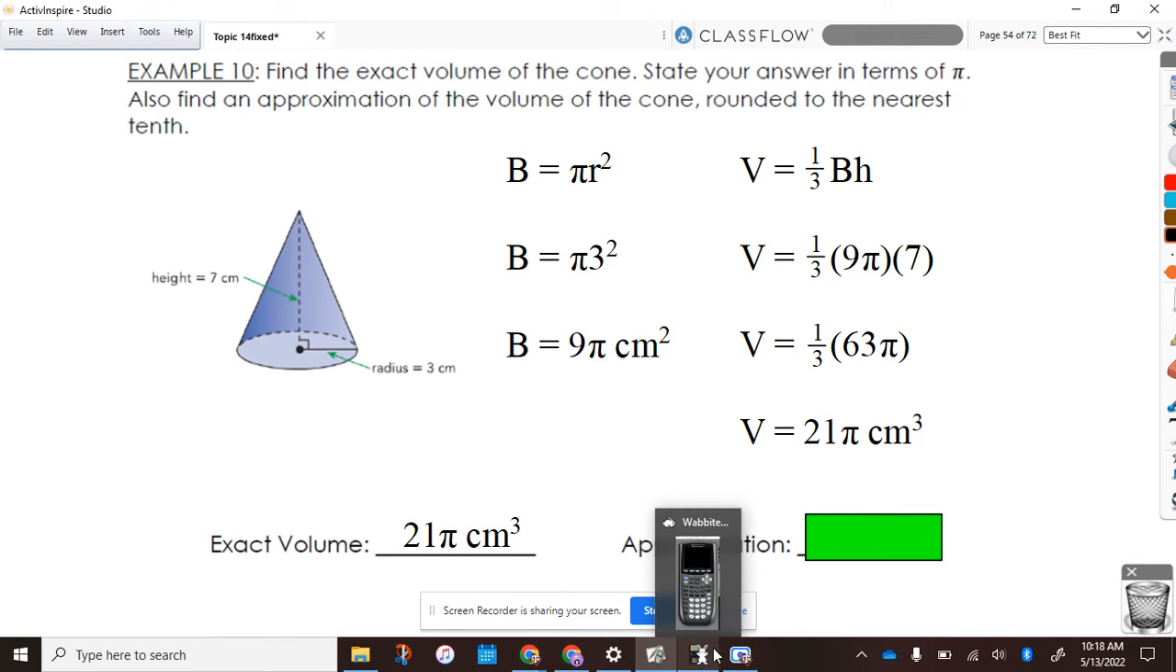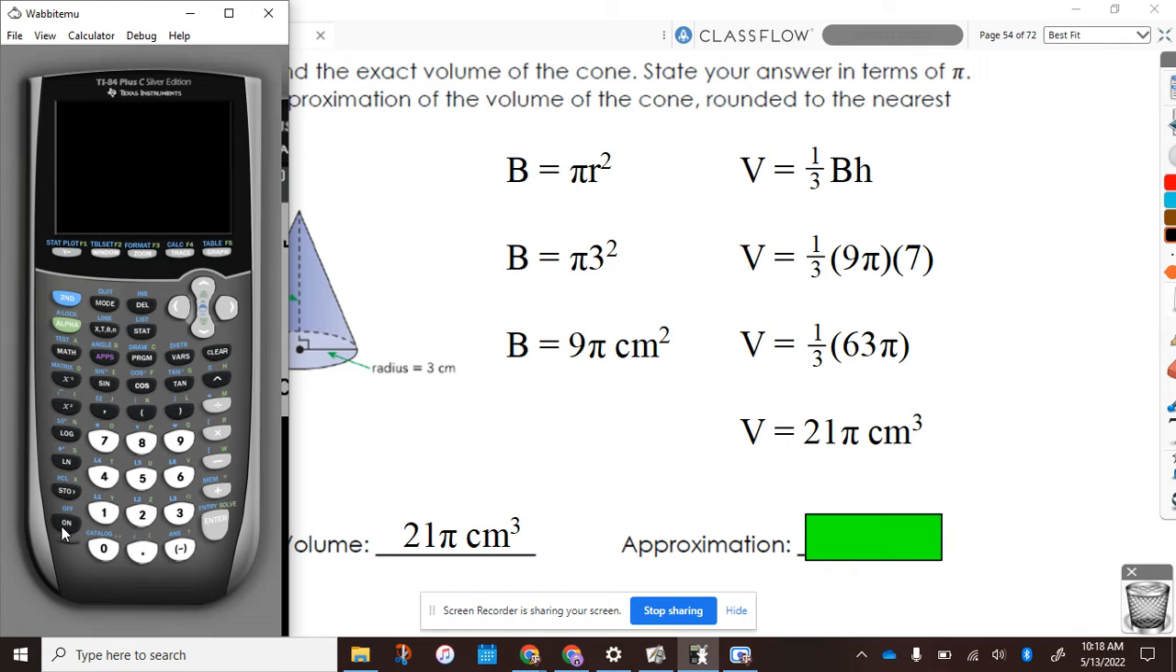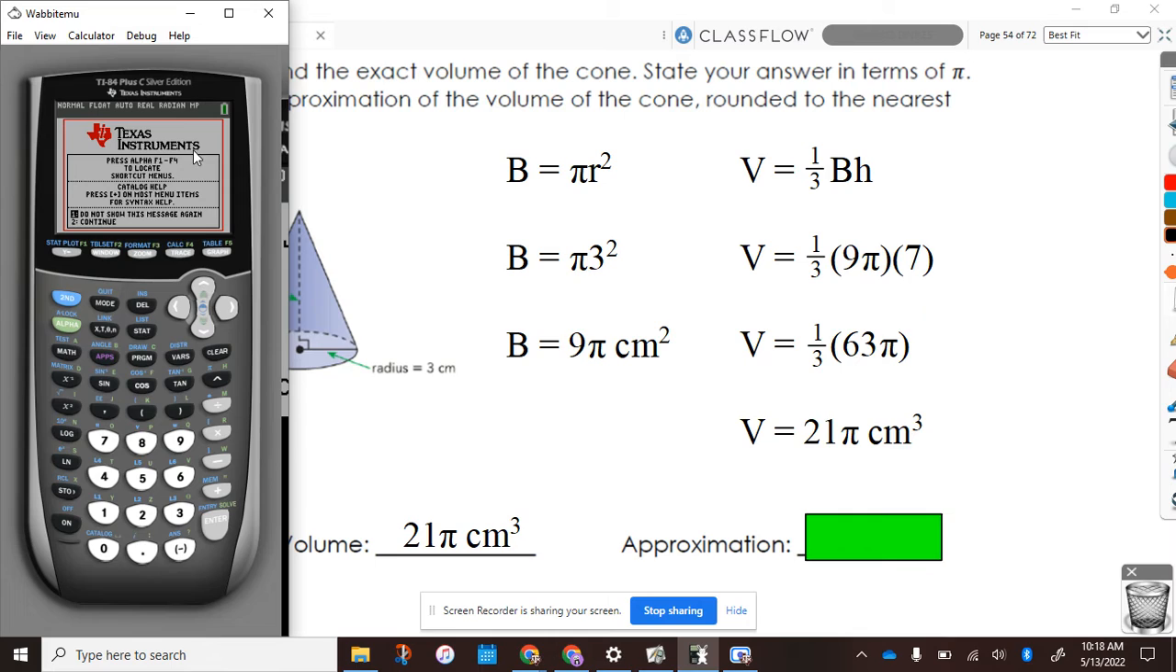21 pi. If we were doing this in a calculator, what we will do, if we're finding our answer in terms of pi, remember that we're doing the calculations with all of the numbers except for pi. So we'll go with 1/3 times 9 times 7. And you can see that that gives us 21. So that means 21 right here would be the number in front of pi. So 21 pi is our exact number.